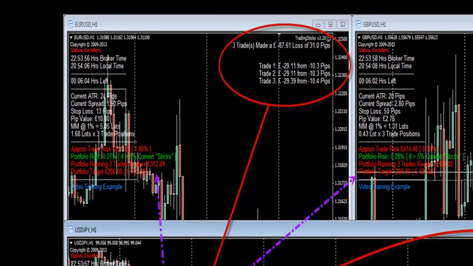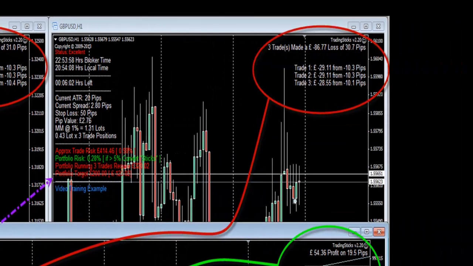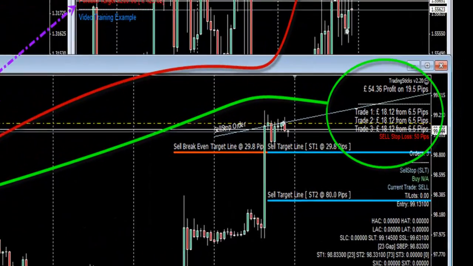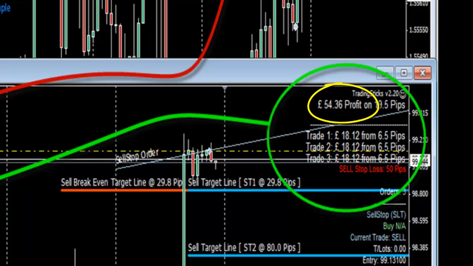In our first chart trading window is the Euro-US dollar on the hourly bar. Here we took 3 positional trades and unfortunately they became a loss of £87.61. If we look across at the second chart window, which is the Great British Pound US dollar also on the hourly bar, we had 3 positional trades there and unfortunately they also made a loss of £86.77. And then finally, if we drop down to the chart window below, the US dollar Japanese yen on the 1 hourly bar. This one at this moment in time is at a £54.36 profit. The trade is still running.